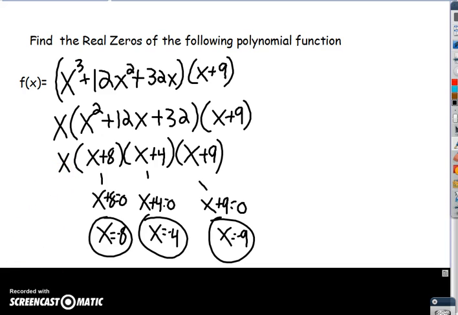And then, everyone always forgets about you, x. You're all by yourself. Set me equal to 0. Usually if it's a coefficient but not an x, no one really cares about it in terms of solving. But because it has a variable, I've got to worry about it. And everyone always forgets about that one. So you've got 4 zeros here. No multiplicity, but 4 zeros.